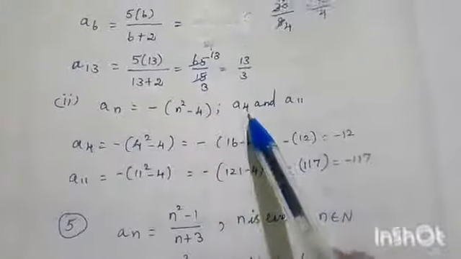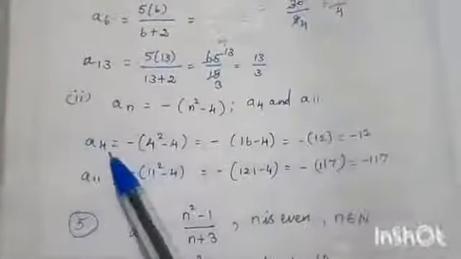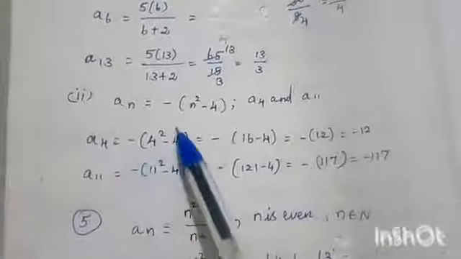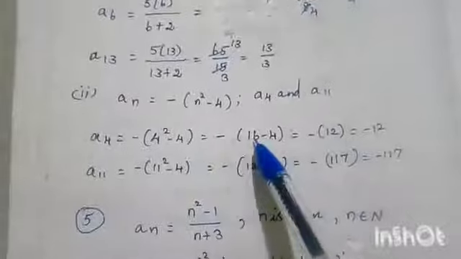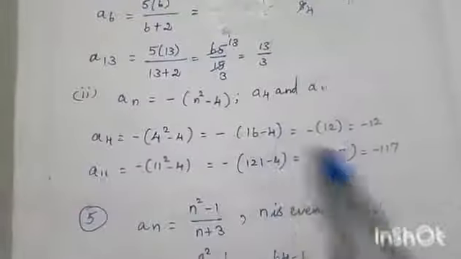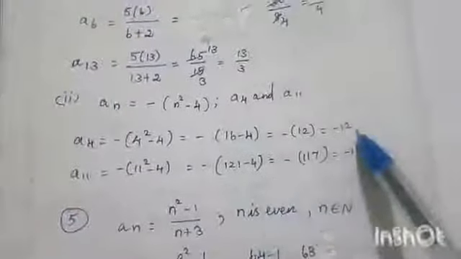The second question is the given nth term you have to write. We want to find A4 and A11. N value is 4. So minus of 4 square minus 4. So that is minus of 4 square value 16 minus 4. Minus of 16 minus 4 is 12. So that is minus 12.